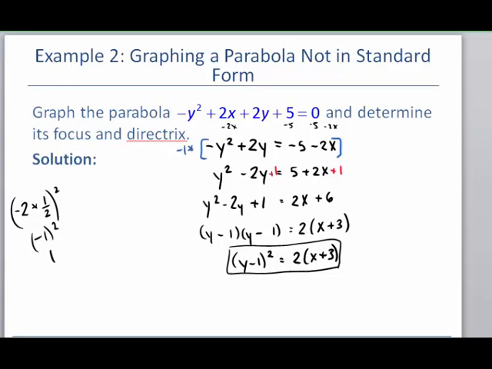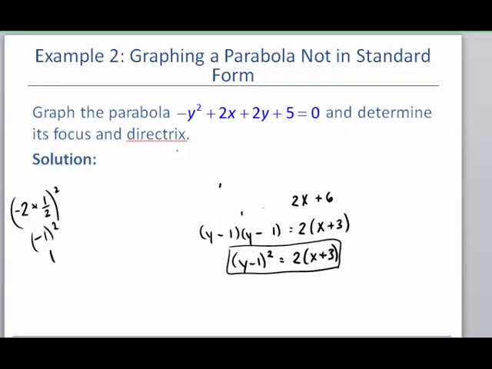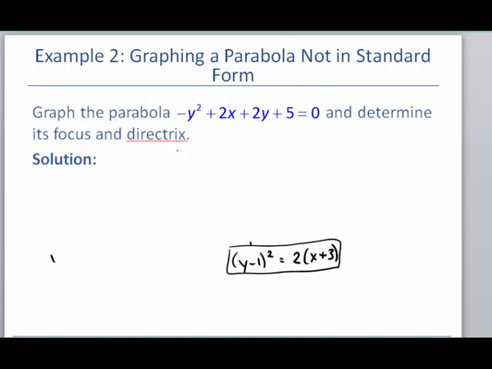Now we need to come up with the information that we are being asked to find. And we can do that now that we are in standard form. Okay, so what is our vertex on this parabola? Remember that we're going to look in the x parenthesis, and we see the plus 3. So we're going to have a -3. We're going to look in the y parenthesis. We have a -1. We're going to have a +1. That's going to be my vertex.